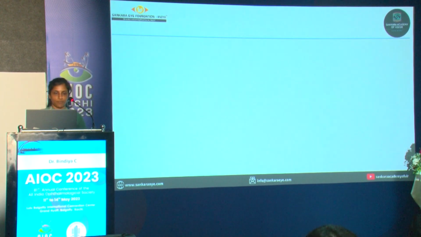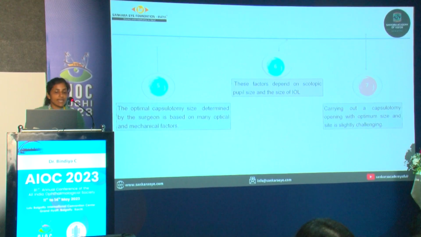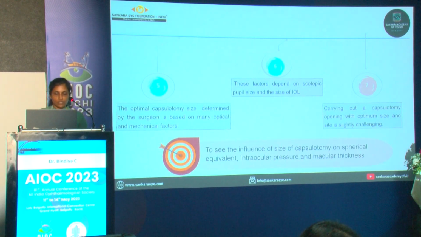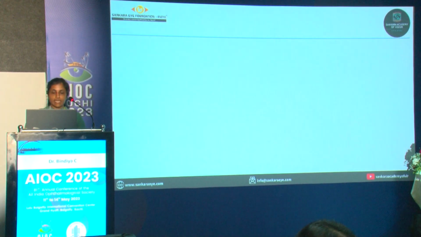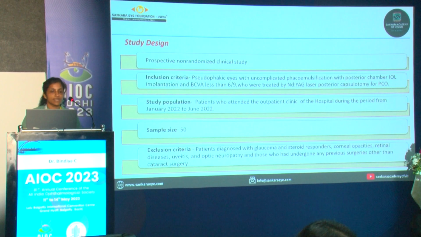IOP, pitting, etc. The optimal size determined by the surgeon is based on many factors, which depend upon scotopic pupil size and size of IOL. So the aim of the study is to see the influence of size of capsulotomy on spherical equivalent, IOP, and macular thickness. Coming to the material and methods, it's a prospective study.